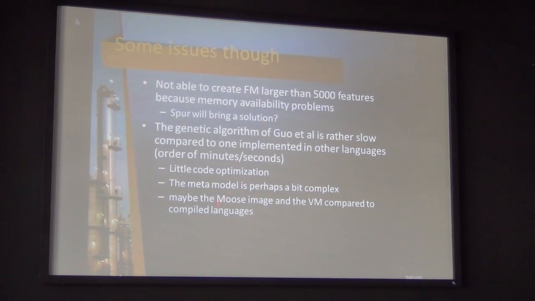Maybe the meta model also was a bit complex, the meta model I am using to perform my computations, and maybe this is more or less related to the Moose image and to the VM compared to the C language, which is normal.